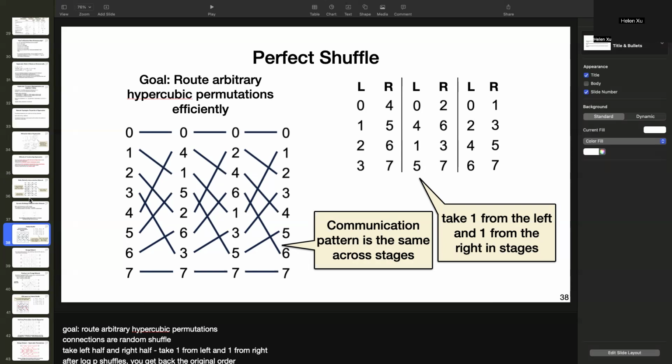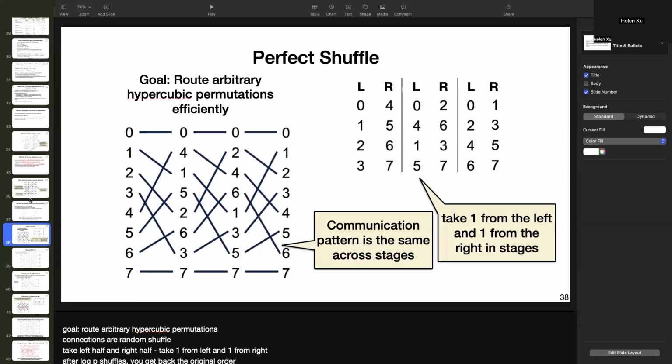The way we do these connections is you cut them up into left and right half. Imagine a deck of cards with 0 up to 7; you cut it in half. The left half is 0 up to 3, the right half is 4 up to 7. Then you take 1 from the left and 1 from the right. That's what I mean by perfect shuffle. You take 0, and then 4, the first thing from the right half. Then you take 1, the second thing from the left half, and 5, the second thing from the right half, and so on. That gives you another sequence of 8 numbers.